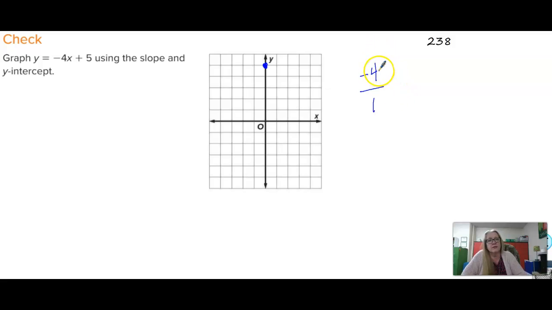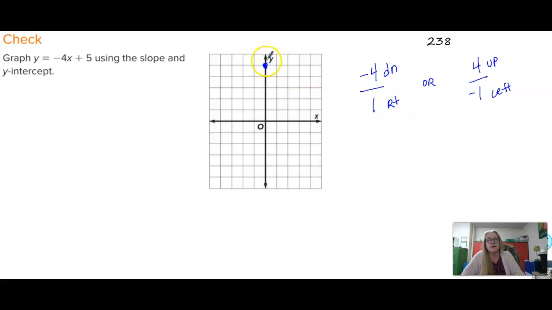Since this is negative, we could alternatively go with positive 4 over negative 1. But actually, this one wouldn't help us any because this would be up 4 and left 1. From here, we can't go up 4. We run out of graph. We're going to have to rely on this one. This is down 4 and right 1.